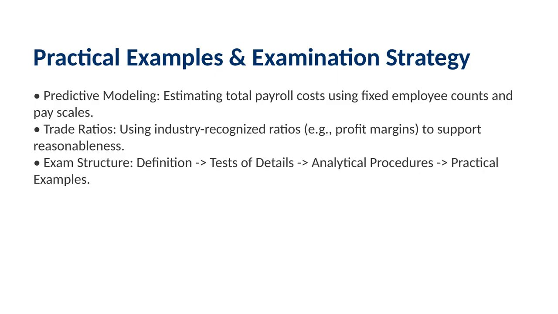Finally, mention that using widely recognized trade ratios, like profit margins for retail entities, is a great way to support the reasonableness of the recorded amounts. Keep this structure: definition, tests of details with examples, and analytical procedures with examples, and you will nail this question in the exam.